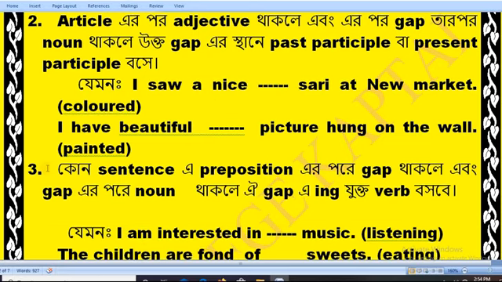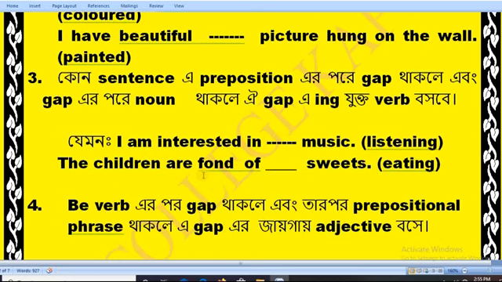So now three. In a sentence, if you see a gap after a preposition, and you write a verb there, then you have to write verb plus ing, because this is the rule. Except for to, after all kinds of prepositions, the verb will be in ing form. I'm interested in learning music. I'm interested in listening to music, right? These will be the correct answers.